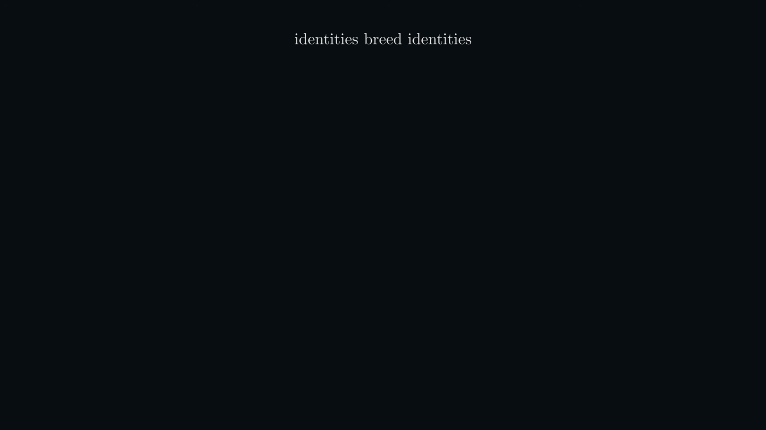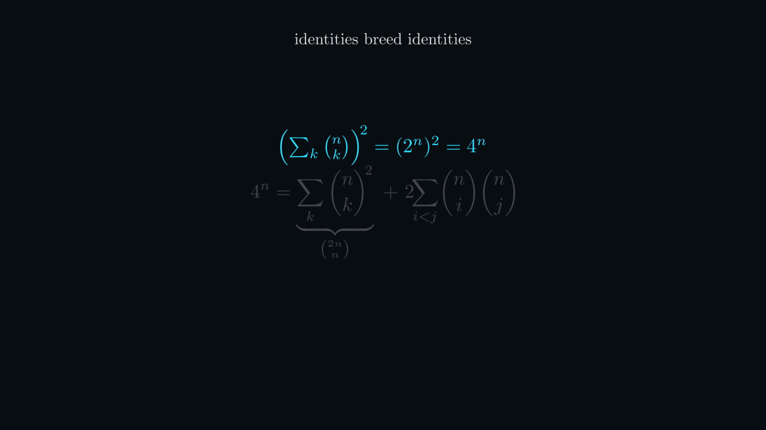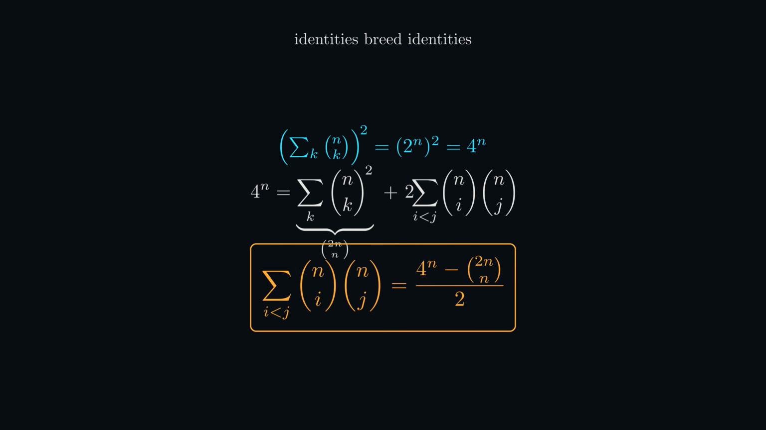And identities breed identities. The full row of Pascal's triangle sums to 2 to the n. Square that sum, 4 to the n. Expanding the square splits it into the diagonal terms, our sum of squares plus twice the cross products. So the sum of all products n choose i times n choose j over pairs i less than j is 4 to the n minus 2n choose n, all over 2. For n equals 3, 64 minus 20 halved, 22. The machine agrees. No new counting was needed. The checkpoint identity paid a dividend.